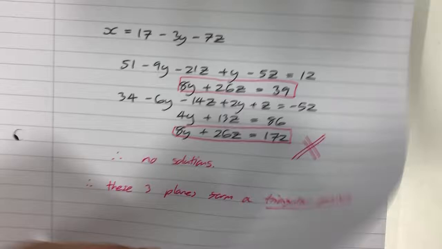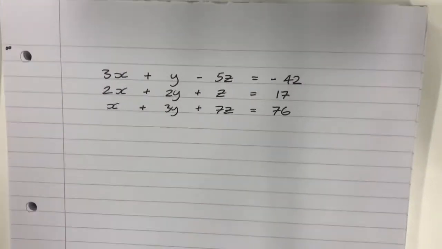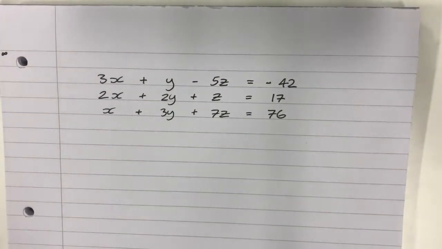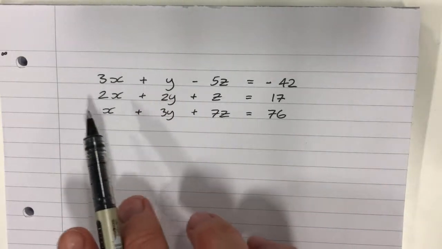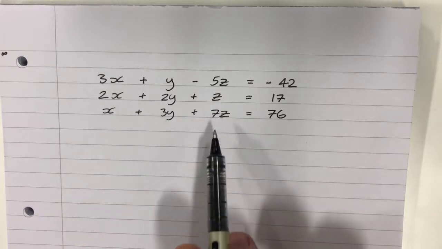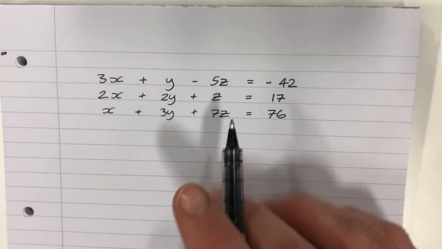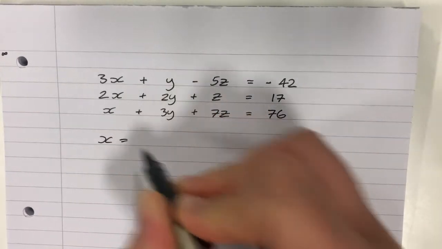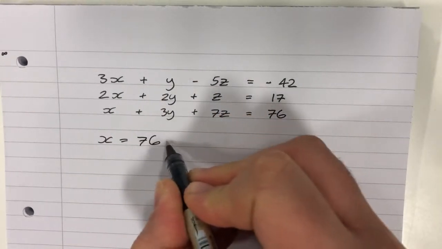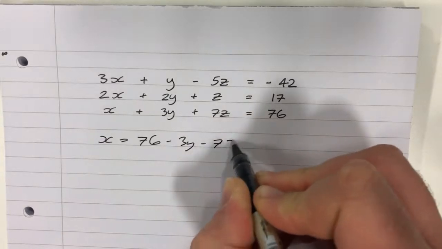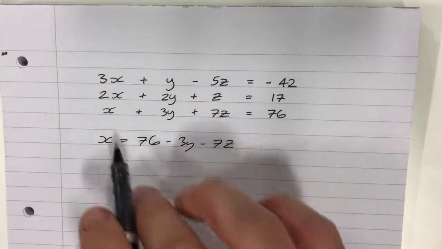Okay, example of no solutions. And finally, this one here, which funny enough is going to be an example of infinite solutions. So again, we have the same matrix actually. 3, 1, minus 5, 2, 2, 1, 1, 3, 7. So the determinant of that is 0. So I'm going to have to do this by brute force. So again, I'm going to say x is 76 minus 3y minus 7z, and plug that into the other two.